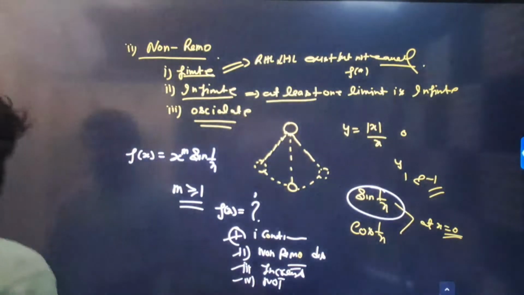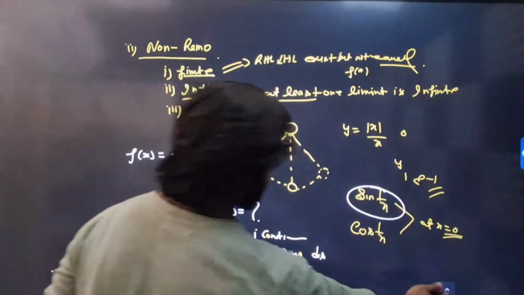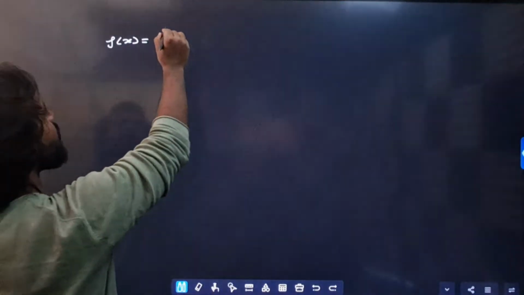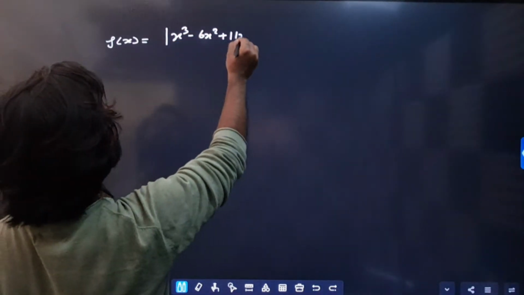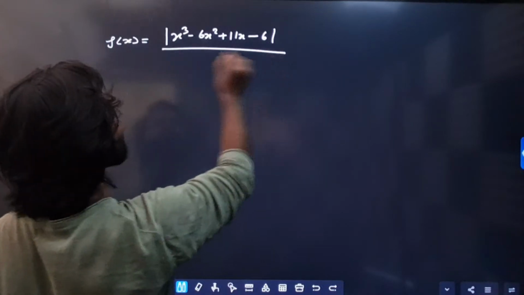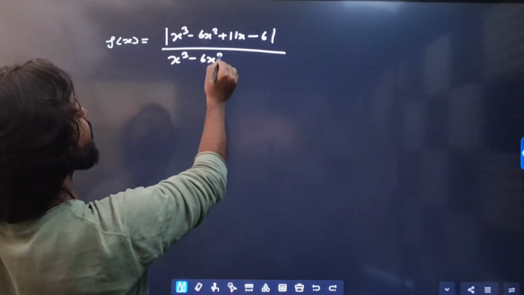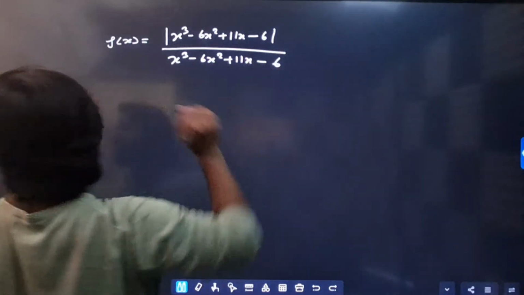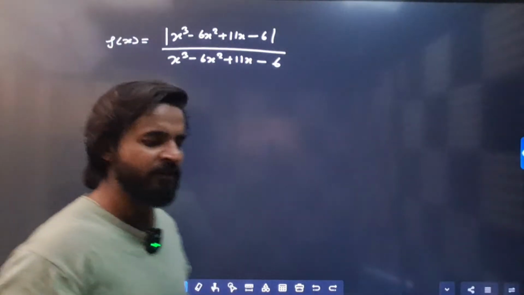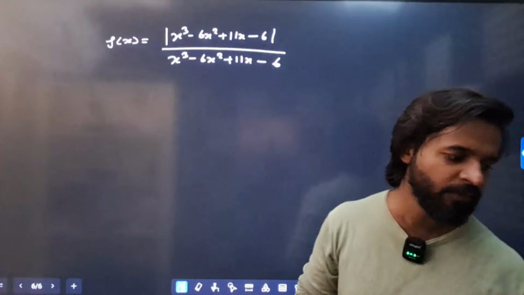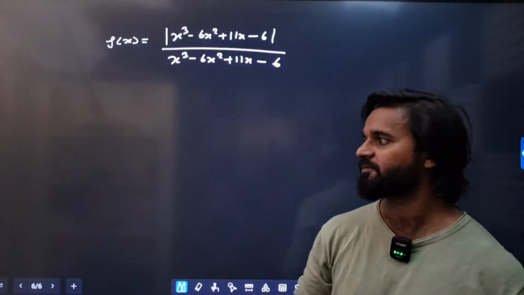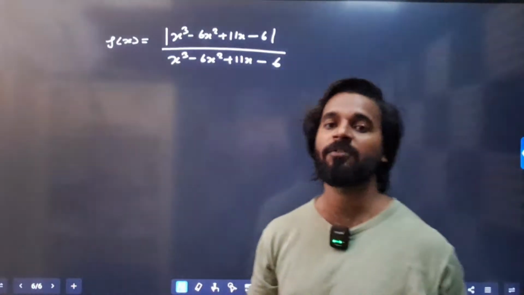Okay, let's take a question or two, no problem. Let's look at a question. Like f(x) is equal to mod of x cube minus 6x square plus 11x minus 6, divided by x cube minus 6x square plus 11x minus 6. Okay, this function is f(x). This function is discontinuous, confirmed, because of the signum function. Okay, this function is discontinuous because of the signum function.